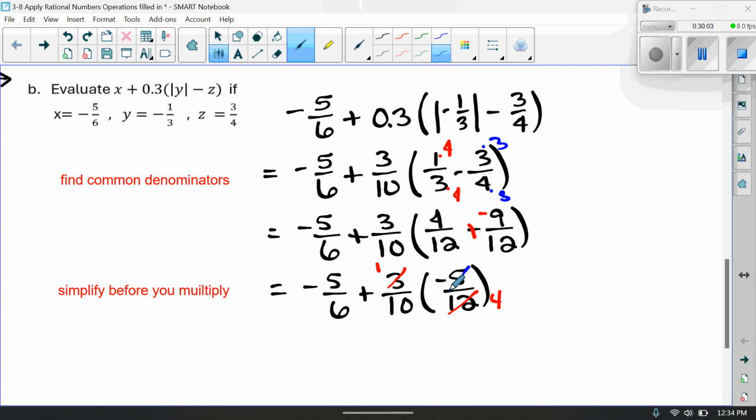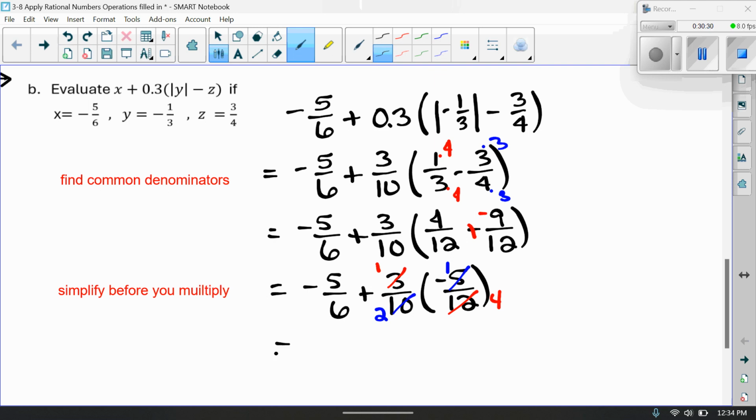5 divided by 5 is 1, and 10 divided by 5 is 2. And now we can multiply straight across. Now you know, again, that a positive times a negative is a negative. So when we multiply, we're going to write negative.